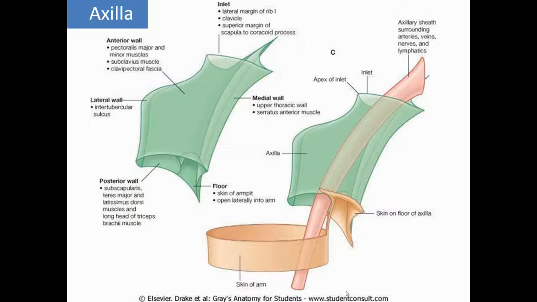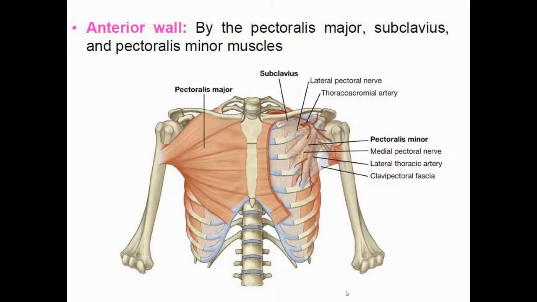Now we can see the axilla, and very clearly we have seen its boundaries, clearly pictured here, made by the different muscles and the skin. Now we will see the anterior wall, which is made by the pectoralis major, subclavius and pectoralis minor muscles. So this is the anterior wall that is formed by these muscles.